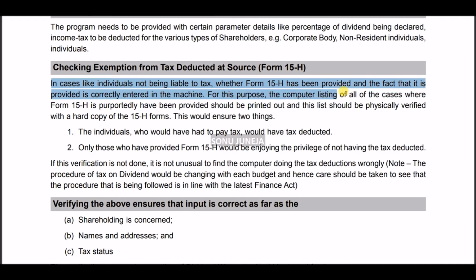For this purpose, the computer listing of all the cases where form 15H is purportedly provided should be printed out, and this should be physically verified with a hard copy of the form 15H. This would ensure two things.